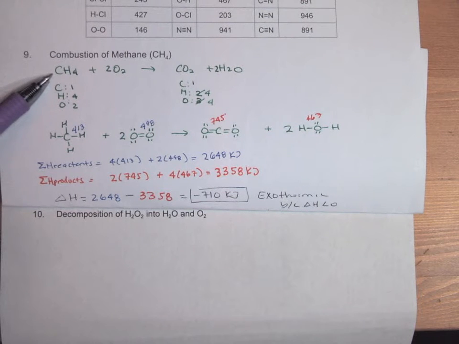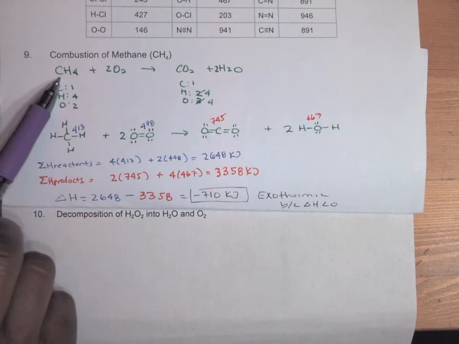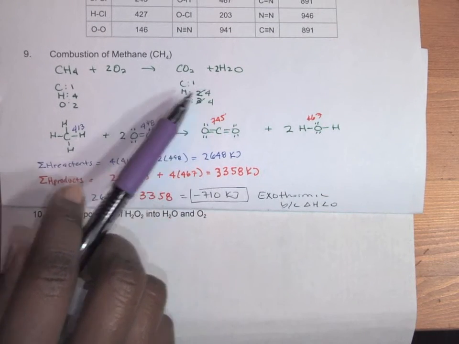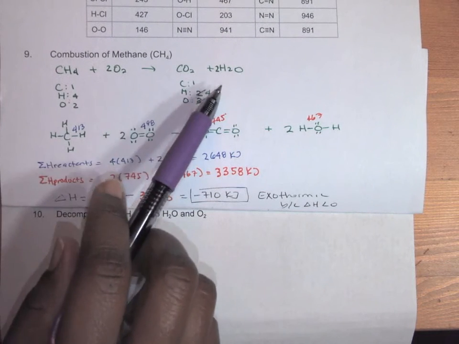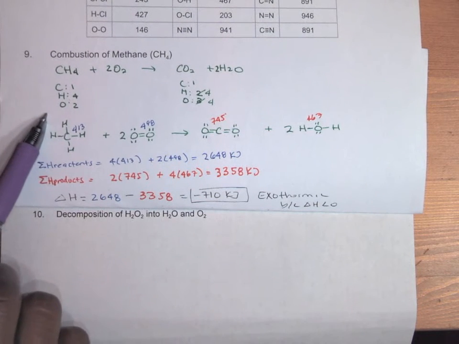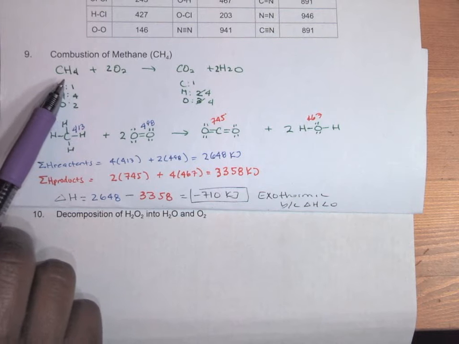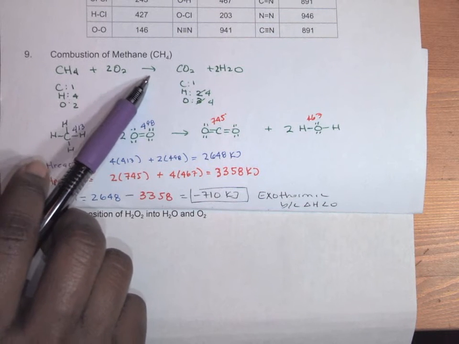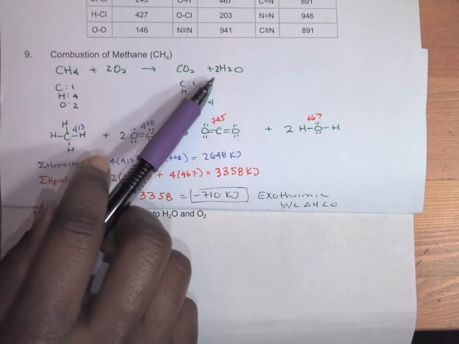So methane is CH4, and in a combustion reaction, I'm reacting methane with O2, and it produces CO2 and H2O. So I know my reactants and I know my products. Then I go through the normal process of balancing, and the balanced equation for the combustion of methane is CH4 plus 2 O2 goes to form 1 CO2 and 2 H2O.